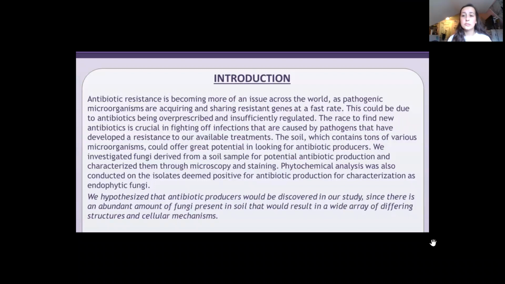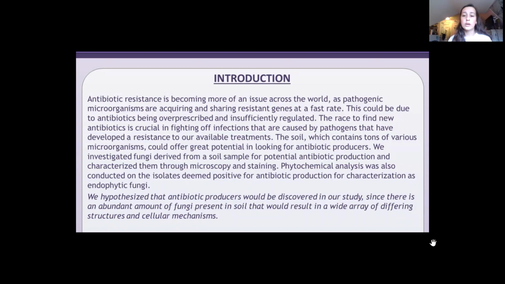Antibiotic resistance is becoming a huge problem as our available antibiotics are becoming less effective in treating infections. This is because antibiotics continue to be overprescribed and insufficiently regulated. As a result, a selection pressure is generated, driving pathogenic organisms to mutate and share resistant genes. The discovery of new antibiotics is crucial in combating drug-resistant infections.